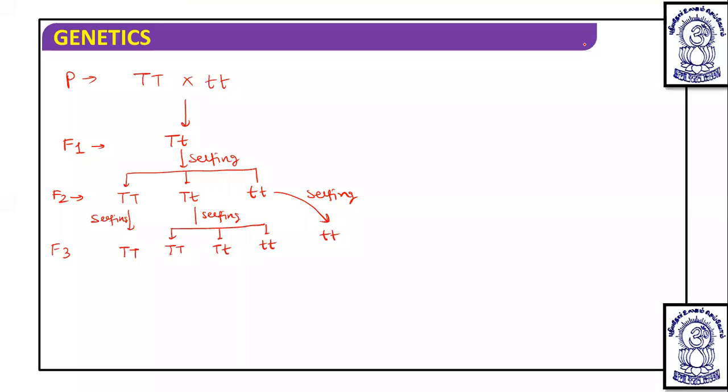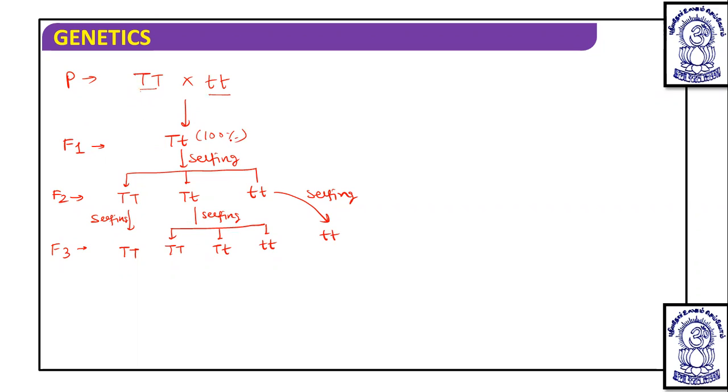So you can see in the F3 generation, the selfing occurs and offspring are produced. Now see, in a parent, the two types of offspring are there, capital T and small t. Now in F1, the capital T small t is produced. So capital T small t is 100%. All plants are going to be this one.